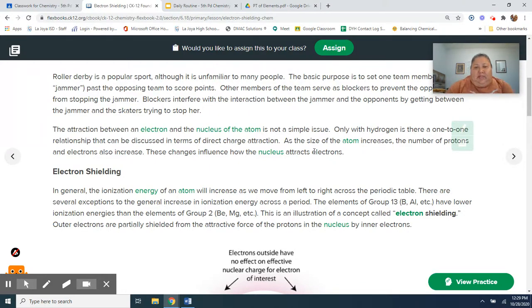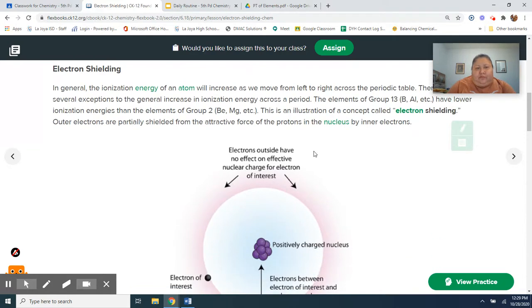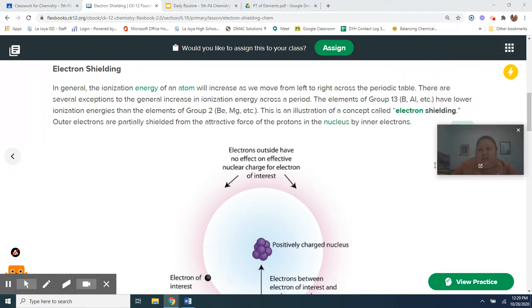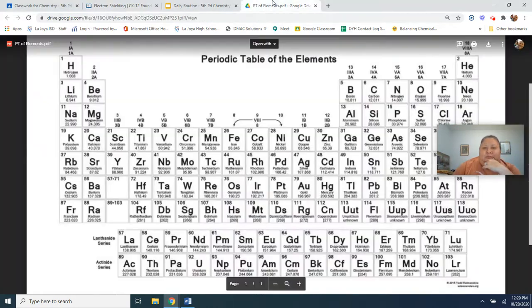So let's talk about electron shielding. So we know that they are attracted to each other. Okay, yes, we do know that. Mostly because of that positive and negative charge. Now let's talk about trends, in general terms. Ionization energy of an atom will increase as we move from left to right on the periodic table.